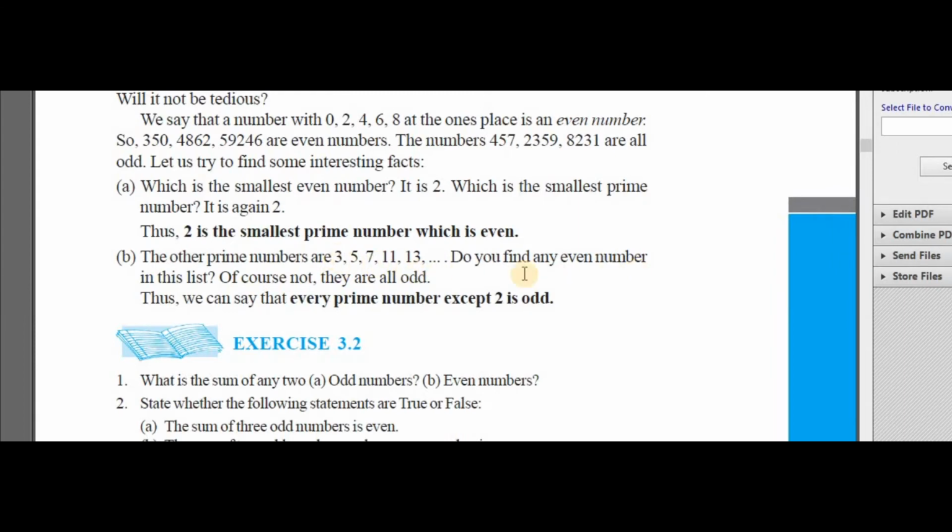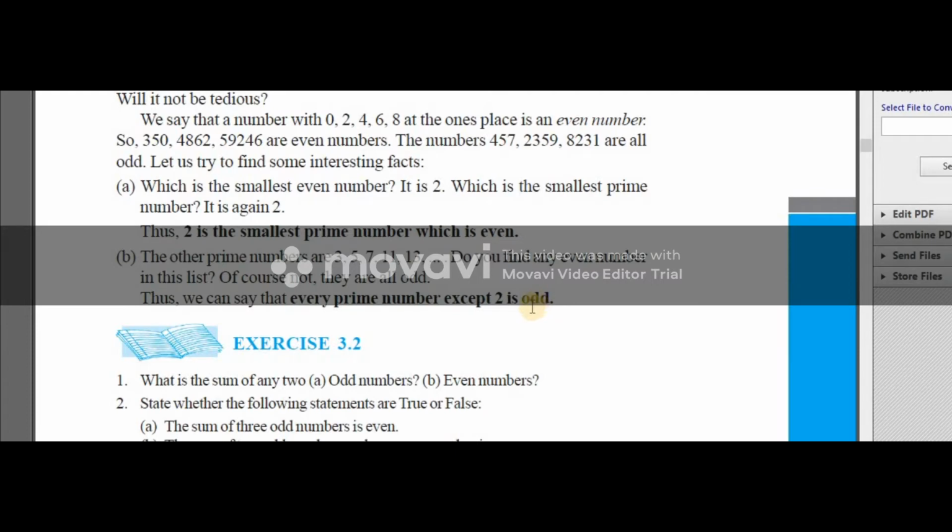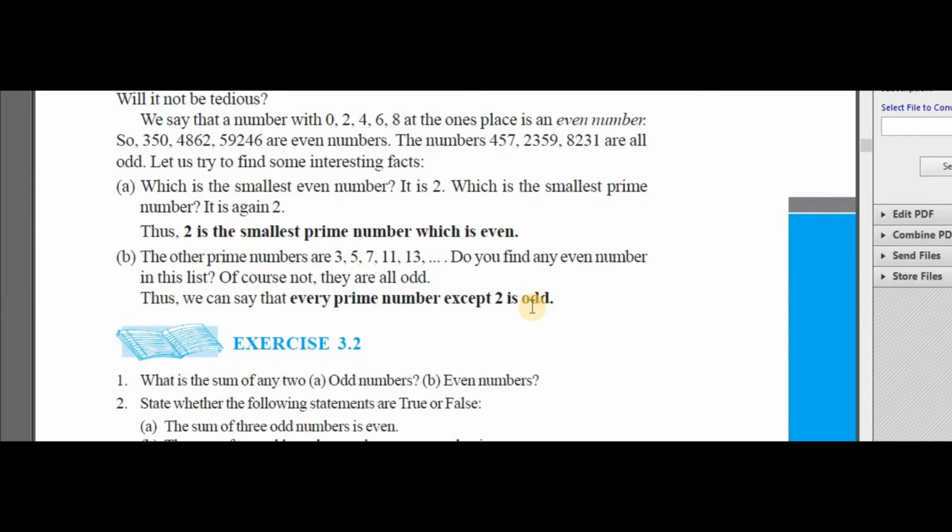Do you find any even number in the list? Of course not. They all are odd numbers. So we can say that every prime number except 2 is odd. Yes. Why are all even numbers not prime numbers? Simple reason, because all are multiples of 2 or are having more than 2 factors. So because of that reason, an even number is not a prime number. Whereas odd numbers, some odd numbers are prime numbers, not all, but all the prime numbers are odd numbers. There is a difference.